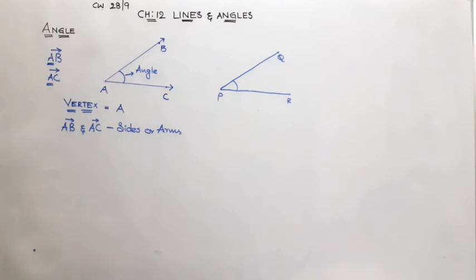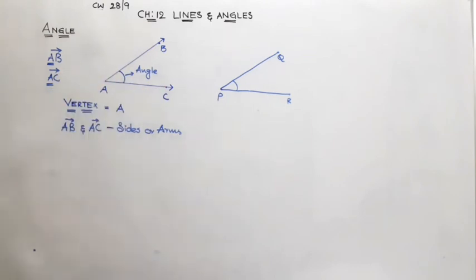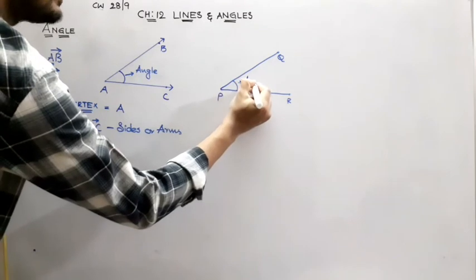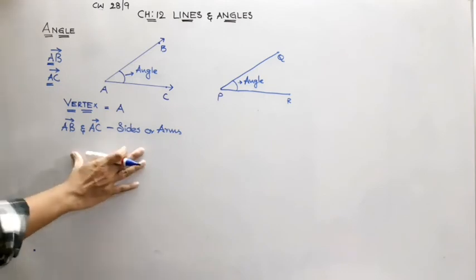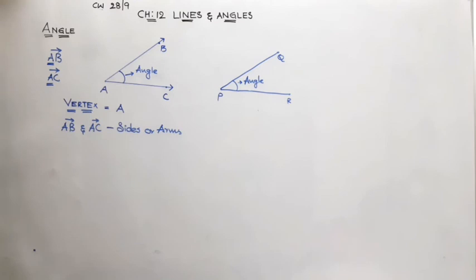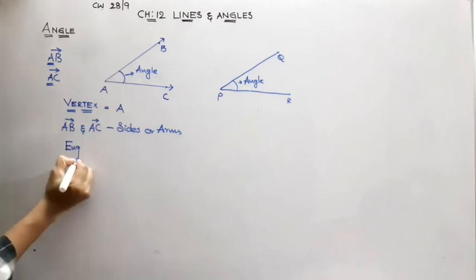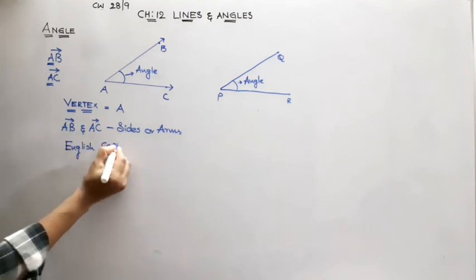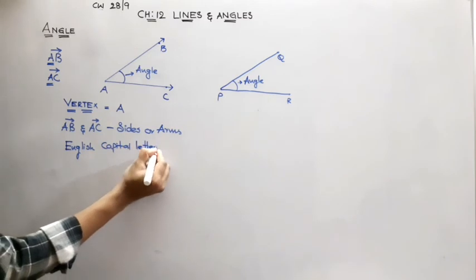Hope you are clear, children. But in most cases, we'll deal with rays only, and it is not at all wrong to take line segments to make an angle. Now, next, the representation of angles. Usually we use English alphabets to write an angle, and that too, only capital letters. English capital letters will be used to write an angle.